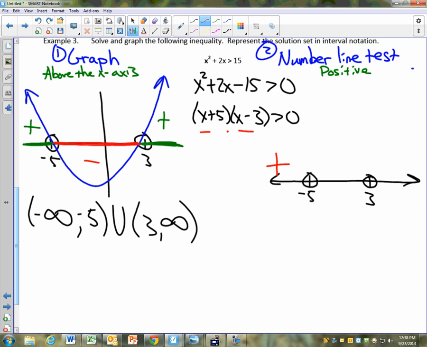What is the number between -5 and 3 that you should plug in? 0. If you get a chance to plug in 0, choose 0. 0 plus 5, positive or negative?